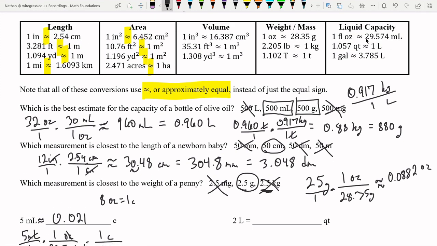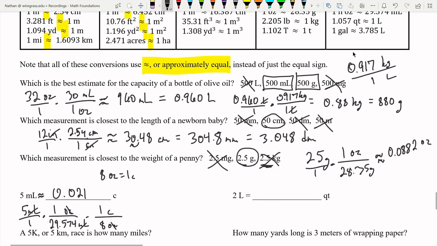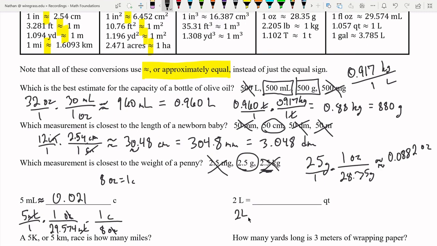Well, if I go back to liquid capacity, I have 1 liter is approximately 1.057 quarts. So 2 liters times, let's see, it said 1 liter is approximately 1.057 quarts. So 1 liter is just slightly bigger than a quart. And that's going to give me 2 times that, 2.114. That's the approximation of quarts.